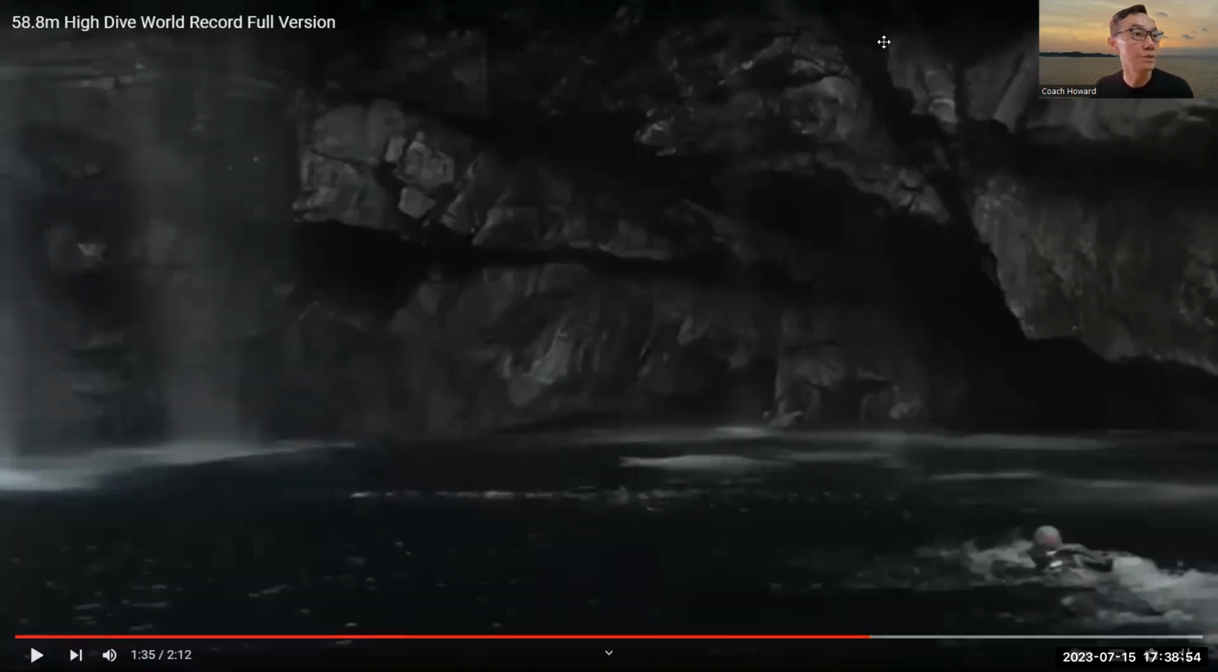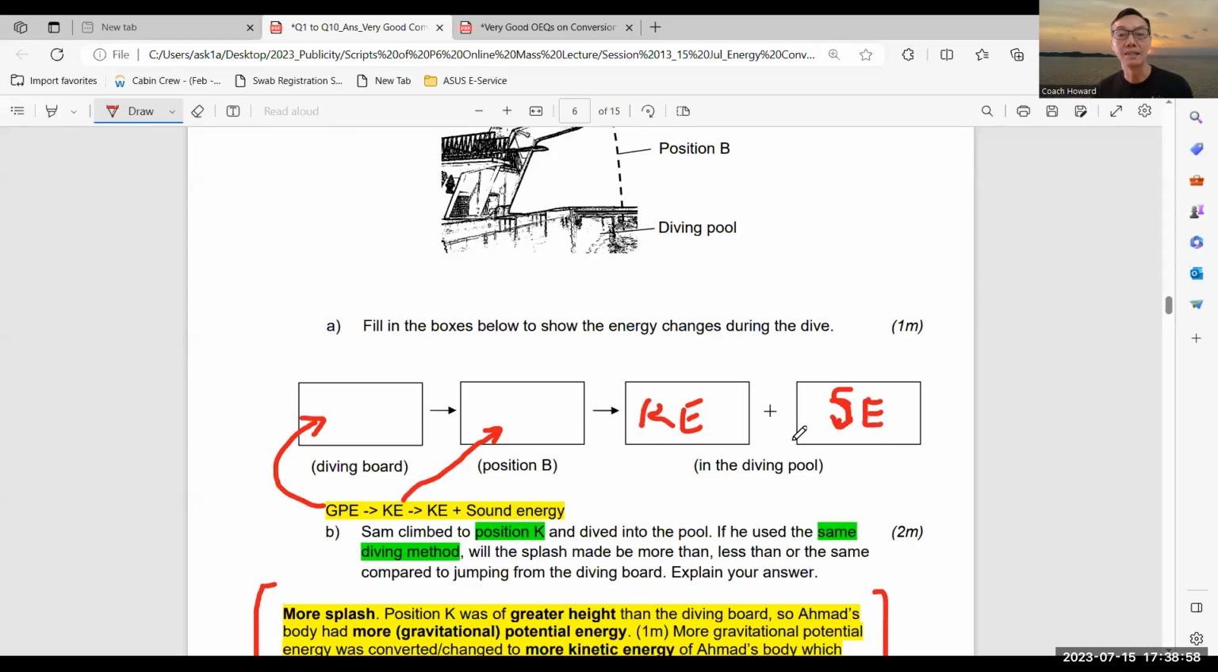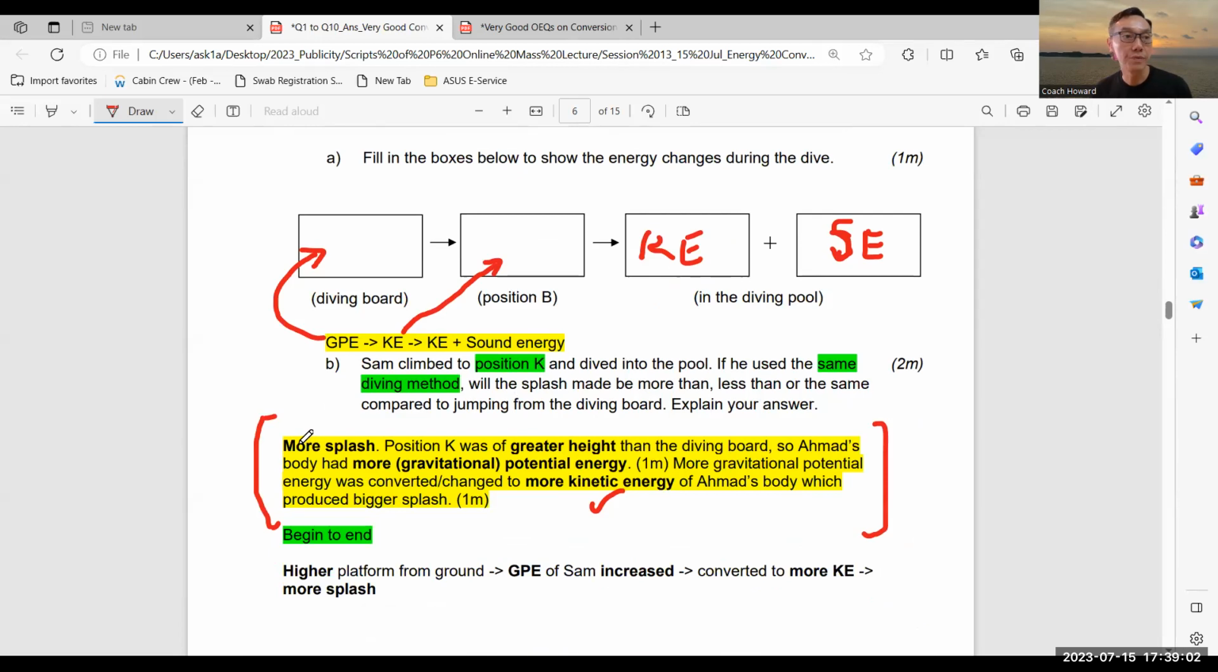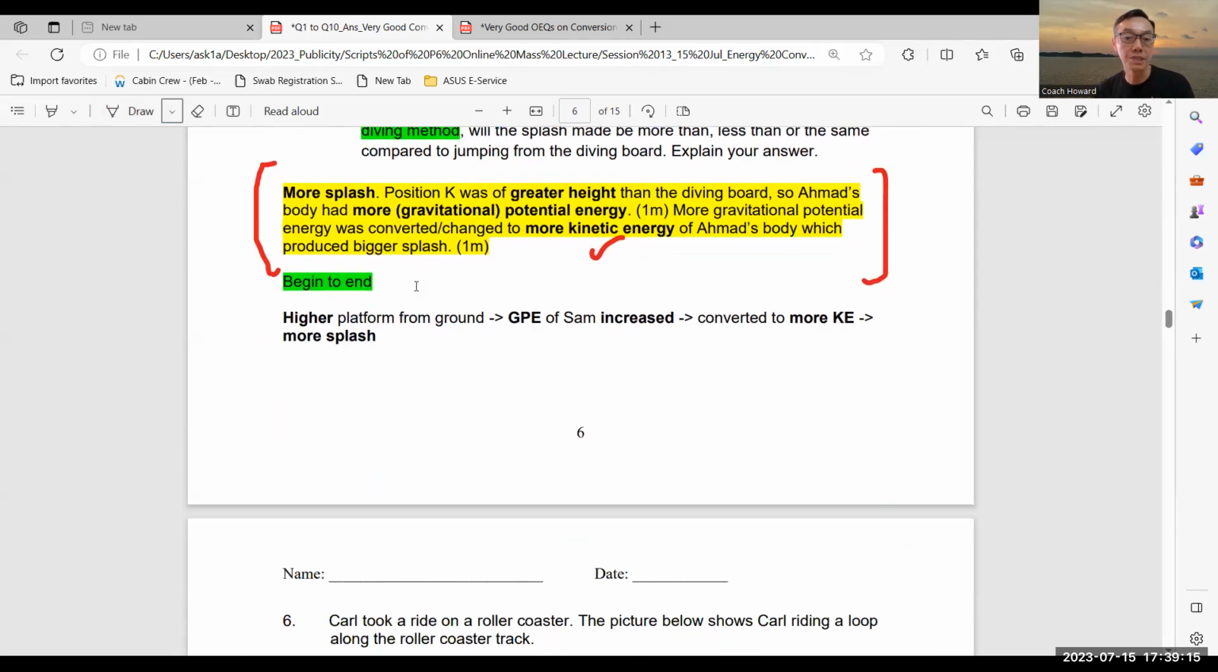Okay, so we come back to the questions earlier here, about the amount of splash created. So if you leap off from a greater height, due to the increase in the GPE, it will convert to more KE and result in more splash. Okay, so this question has just been discussed. So let's continue with the next question.